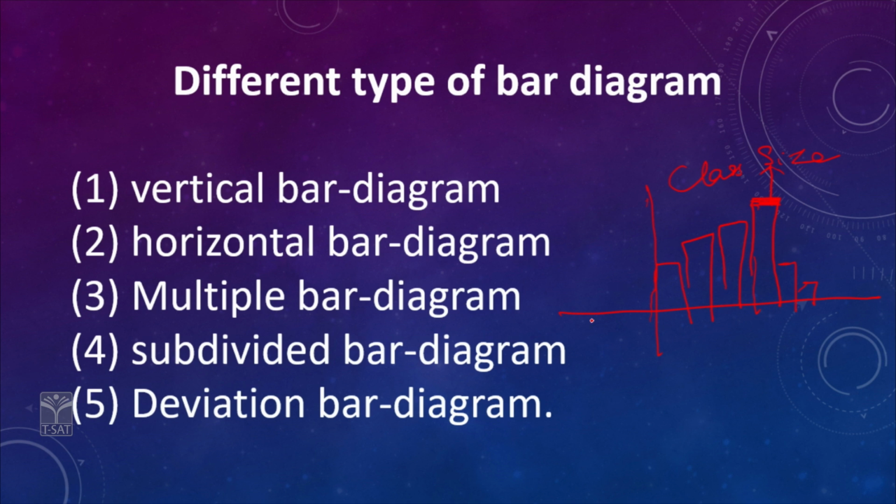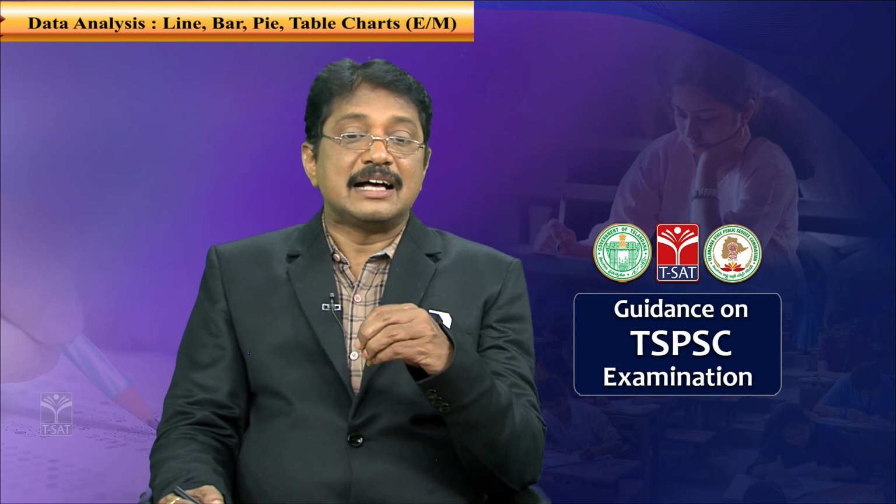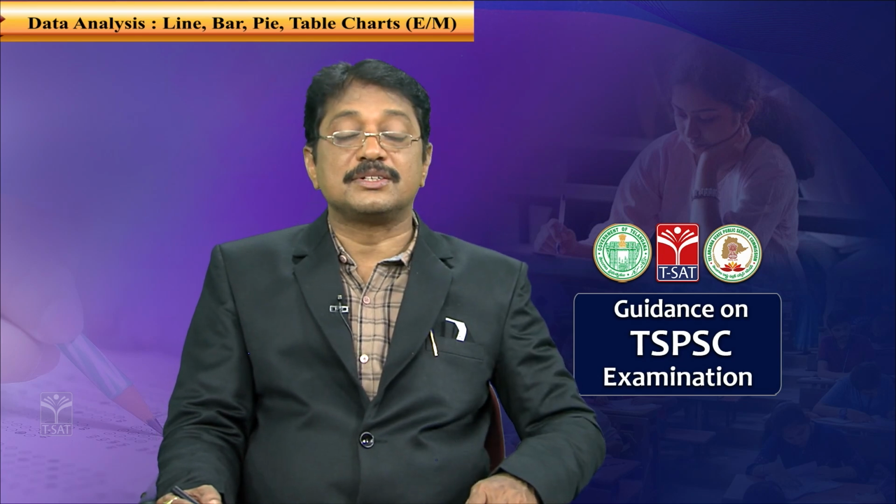And here, very important: the length of this rectangle is proportional to the frequency. Clear? So, they may ask in this one. There are vertical bar diagrams, which is what I just drew, and there may be horizontal bar diagrams, multiple bar diagrams, subdivided bar diagrams and deviation bar diagrams also. These are the 5 kinds of bar diagrams: vertical, horizontal, multiple, subdivided and deviation bar diagram. We will discuss all this and the questions based on it.